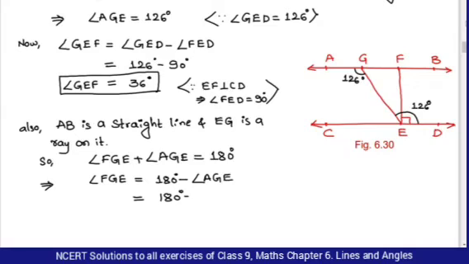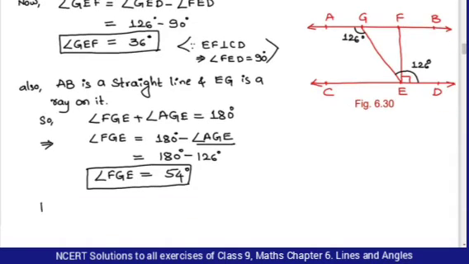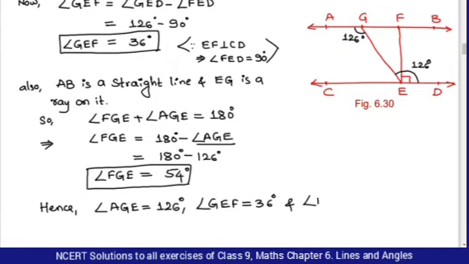That is 180 minus 126. 180 minus 126 is 54 degrees. So we got angle FGE is equal to 54 degrees. Hence, angle AGE is equal to 126 degrees and angle GEF is equal to 36 degrees and angle FGE is equal to 54 degrees.